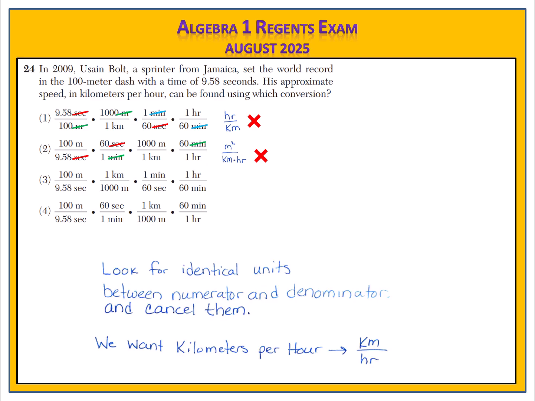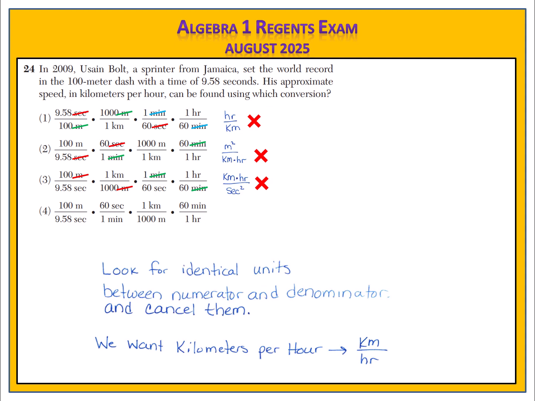Choice 3, again, I look for identical units in the numerator and in the denominator. I notice again I have seconds, 2 units of them, but they're both in the denominator, so they do not cancel. We have kilometers and hours in the numerator, seconds times seconds, so seconds squared in the denominator. Again, this is not even close to what I want, and so choice 3 is not the answer.